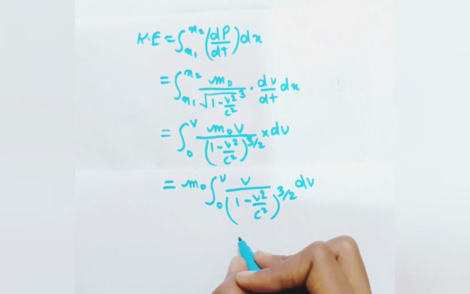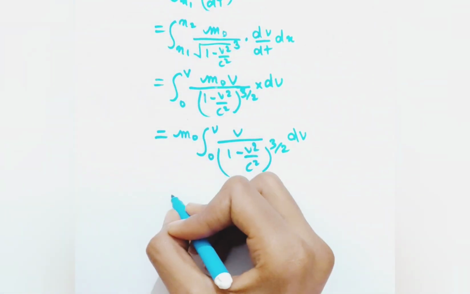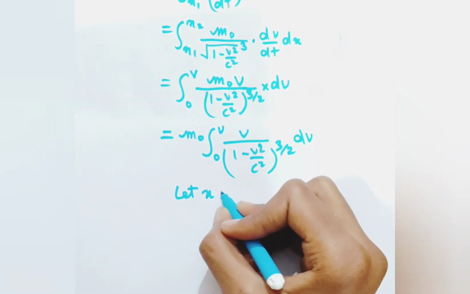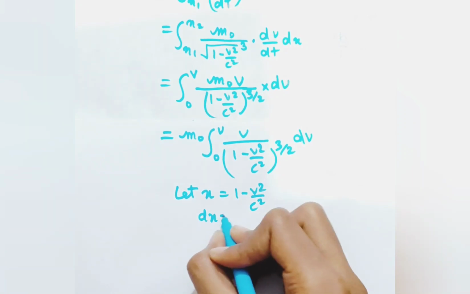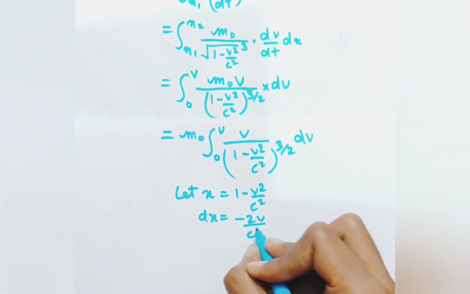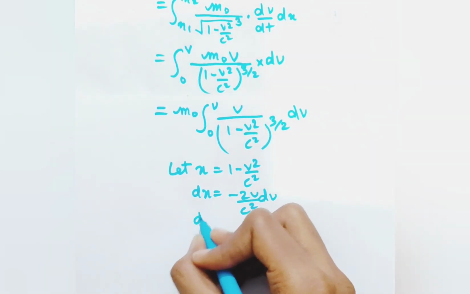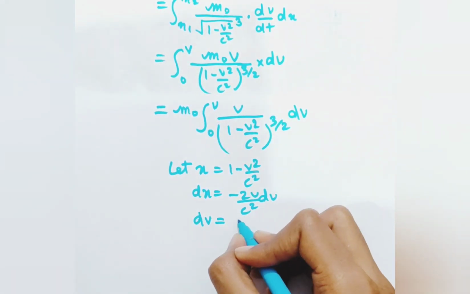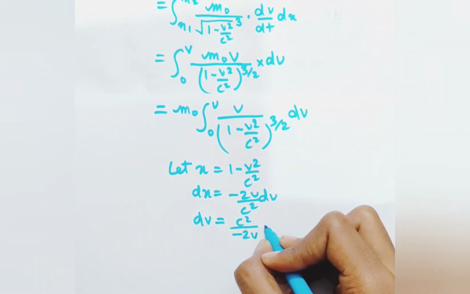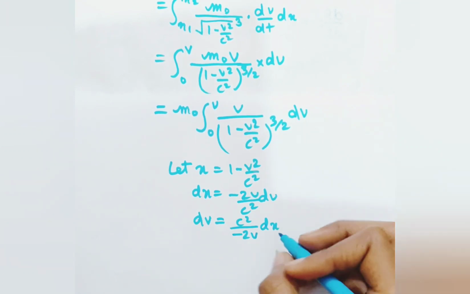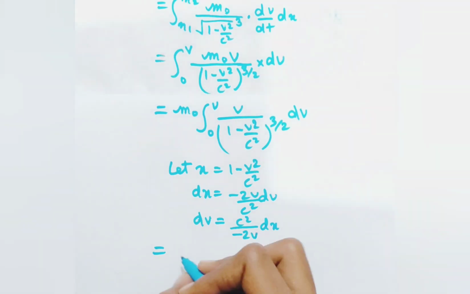Now we can use the substitution method of integration to work this out. So let x equal 1 minus v squared over c squared. So dx is equal to negative 2v divided by c squared dv, and we can write dv as c squared divided by negative 2v times dx.